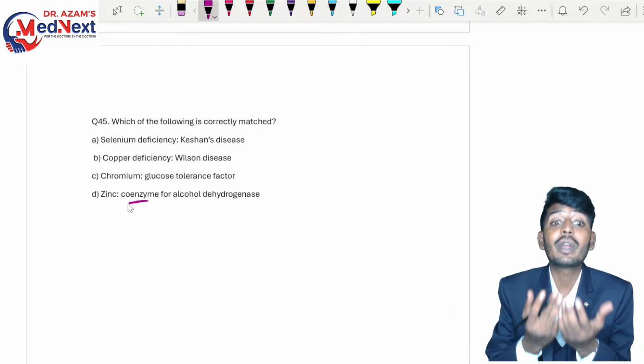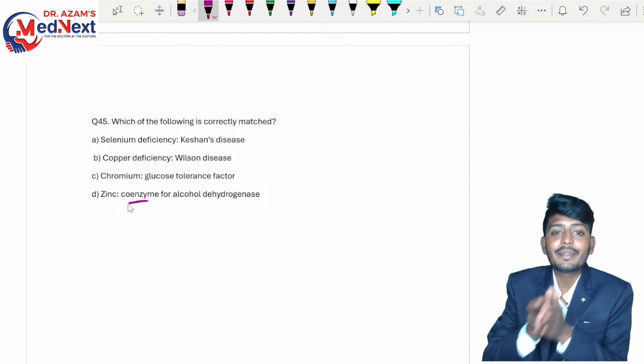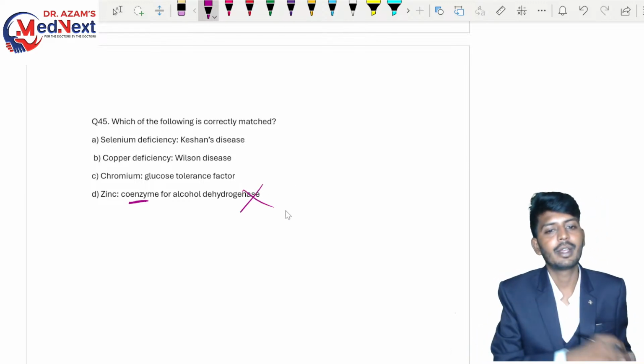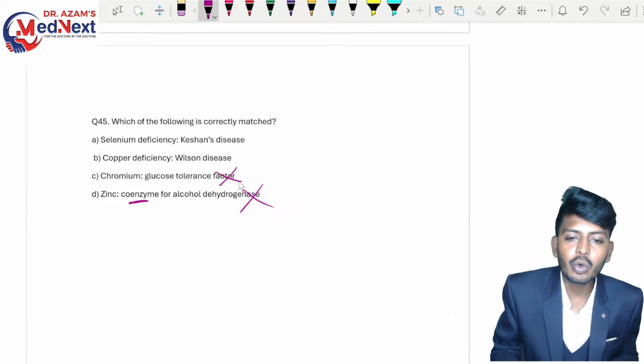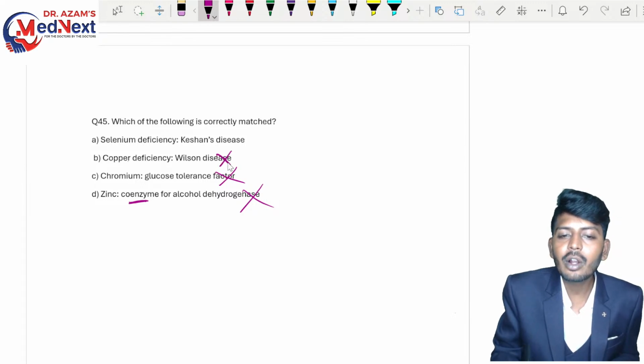हाँ, ये जिंक तो क्या होता है? कोफैक्टर होता है. So it is an inorganic substance. Inorganic substance helping any enzyme, it is a cofactor. पहले तो ये उड़ गया आंसर. ठीक है. Chromium has nothing to do with the glucose. Copper deficiency does not cause Wilson disease.